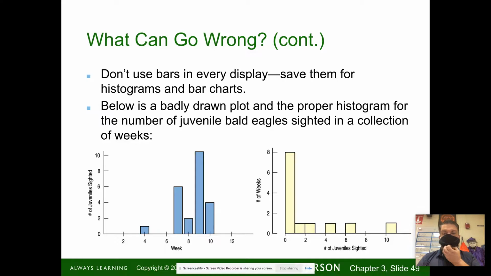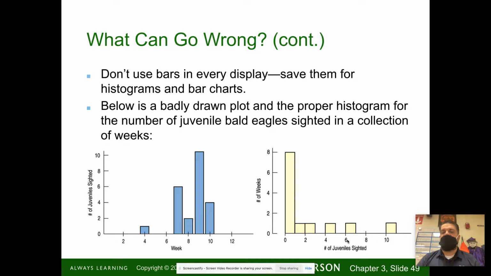Below is a badly drawn plot and the proper histogram for the number of juvenile bald eagles cited in a collection. So look at this. If you flip-flop the x and y coordinates, I mean, which is right? Which one can you get the data from? You see that? So they're measuring a week. A week is when they make the measurement, but it's not really quantitative, right? It's not really a value that should have an impact. Maybe it does. It depends on what you're trying to figure out. So in other words, if I'm trying to figure out which week all these juvenile bald eagles are showing up at this island, I know it's probably about week 9.